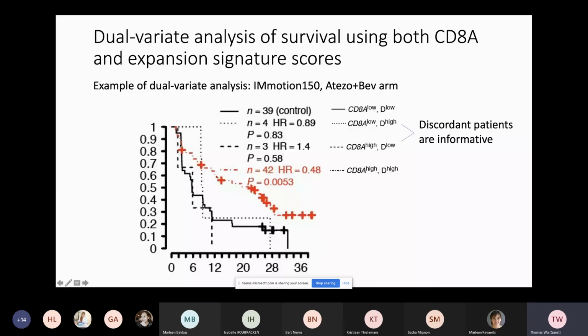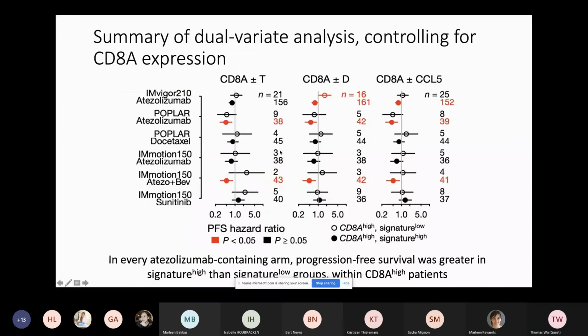That gave us this interesting pattern, in which only the last category, the patients that were high in both CD8A, indicating the number of T cells, and high in dual expansion, indicating the amount of peripheral expansion, were responsive to atezolizumab. At least this is in the iMotion 150; I'll show you all the data later. And these other discordant patients were not responsive.